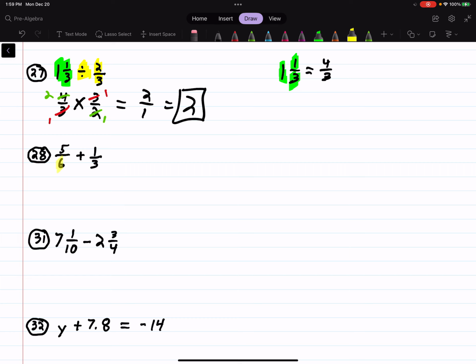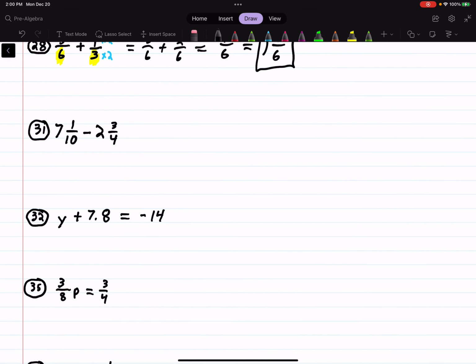We can see here that we have a 6 and a 3 as our denominators. It's easy to see that if we multiplied the 3 times 2, we'd get 6, and so we can rewrite that problem doing such. We got 5 over 6 plus 2 over 6, and we just add the numbers together, and we get 7 over 6, which is 1 and 1/6.